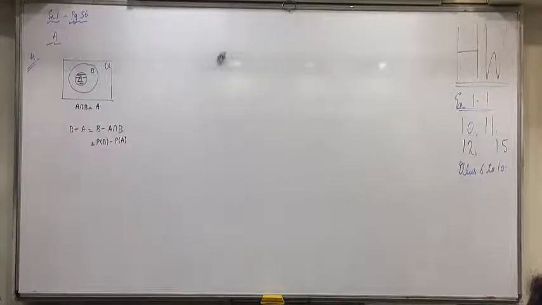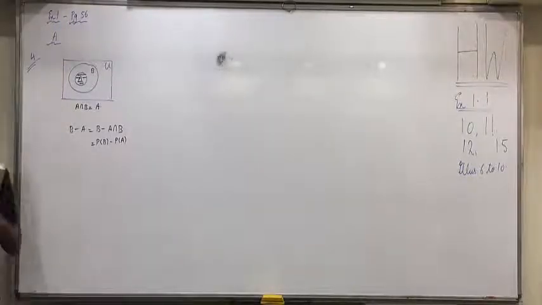So B is also true. Which one is not true? A. Are you okay with it? Answer is A. Then fifth question.